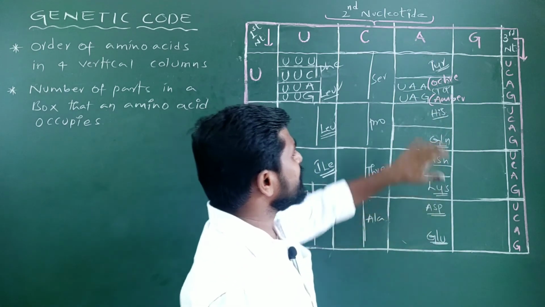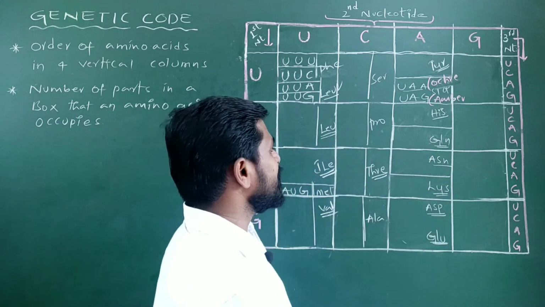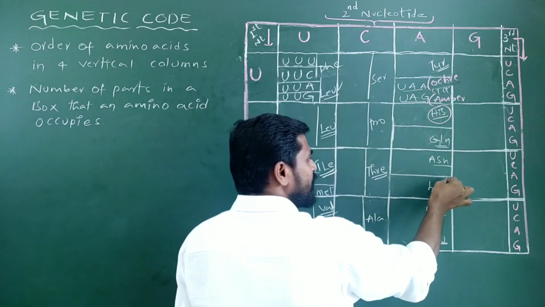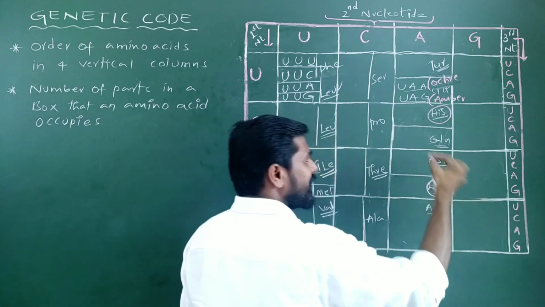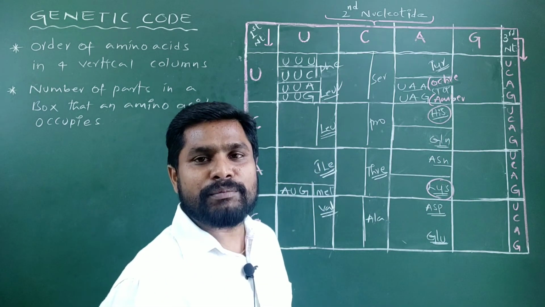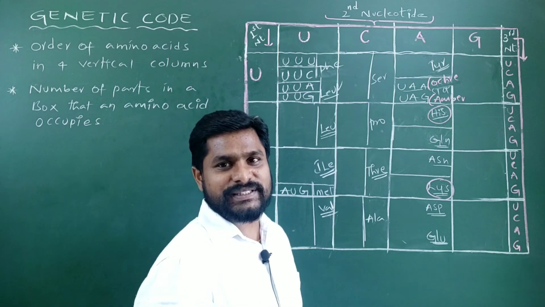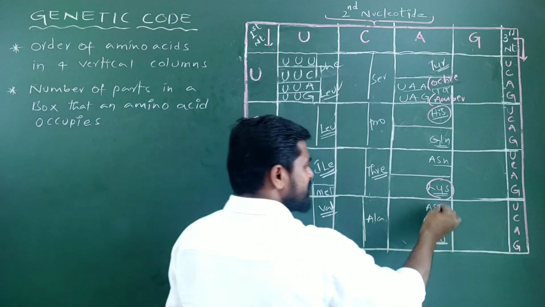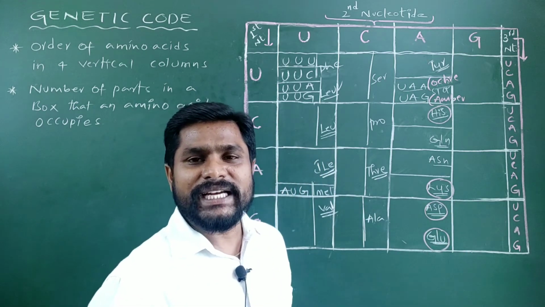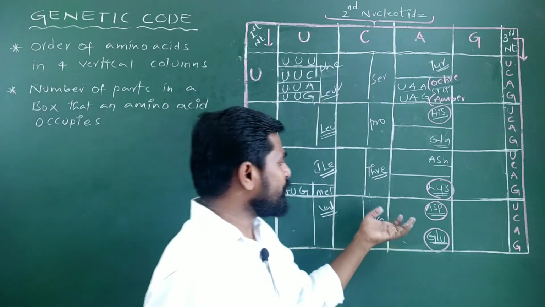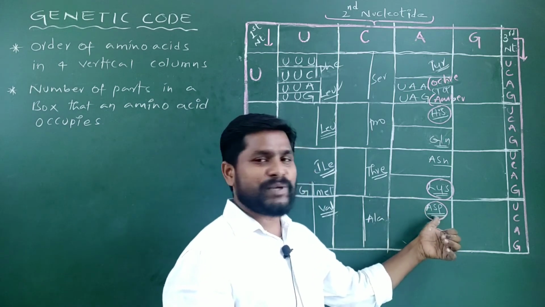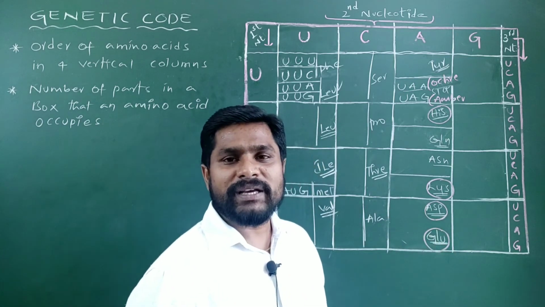And if you come to the second box and the third box, the first half of the second box is occupied by histidine, and in the third box, the second half is occupied by lysine. These histidine and lysine are the basic amino acids or positively charged amino acids. And in the fourth box, aspartic acid and glutamic acid are the acidic amino acids or negatively charged amino acids, which entirely occupy the fourth box of the third vertical column: first half by aspartic acid, second half by glutamic acid.